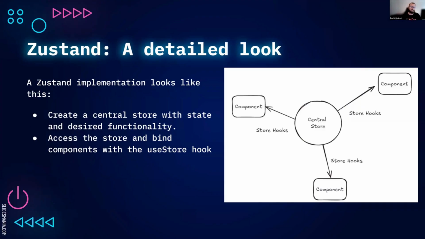So let's take a bit of a look at a Zustand implementation. Basically, what we'll do is we'll create a central store with our state and desired functionality, then access that store and bind our components using the use store hook provided by Zustand. And that's it. That's all that's required.